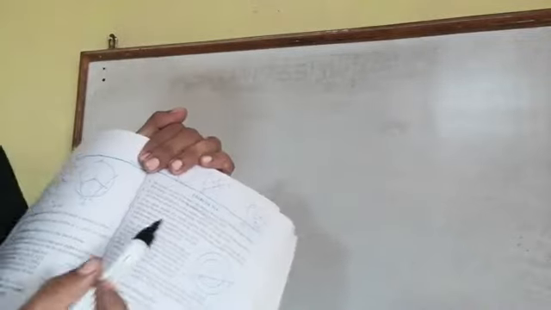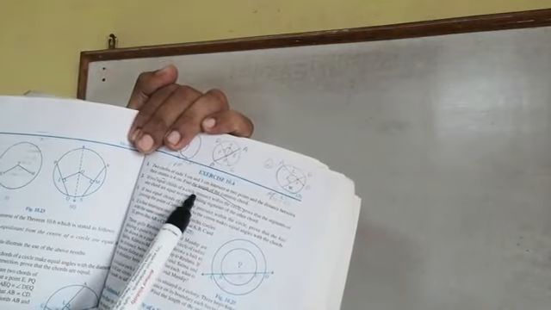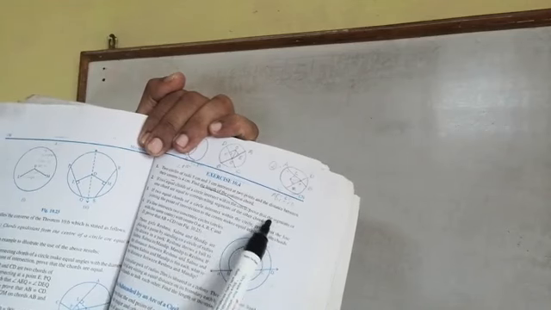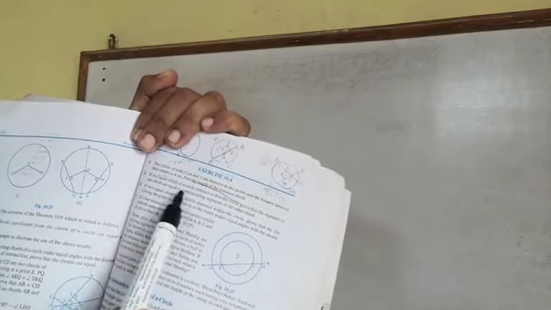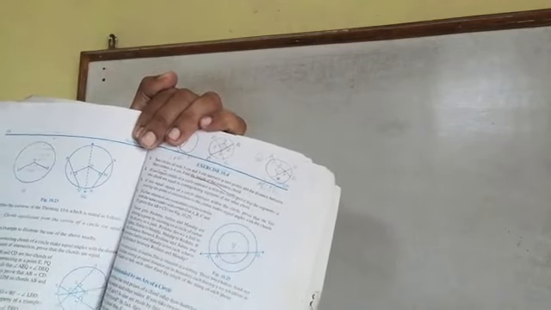Now first we will see the question. Two chords intersect within the circle, prove that the segments of the one chord are equal to the corresponding segments of the other chord. If two equal chords of the circle intersect within the circle, they are intersecting at one point. Prove that the parts of the one chord are equal to the corresponding segments of the other chord. So we have to prove this.